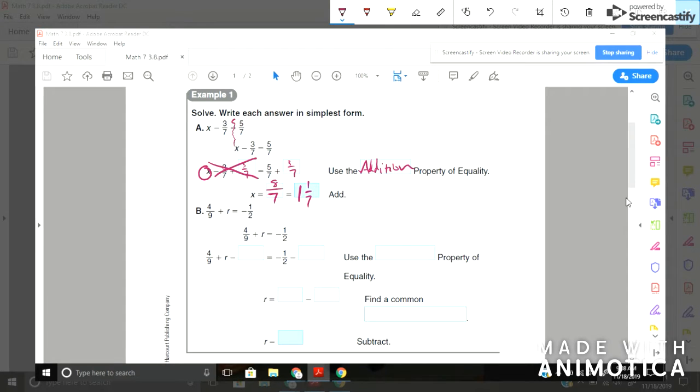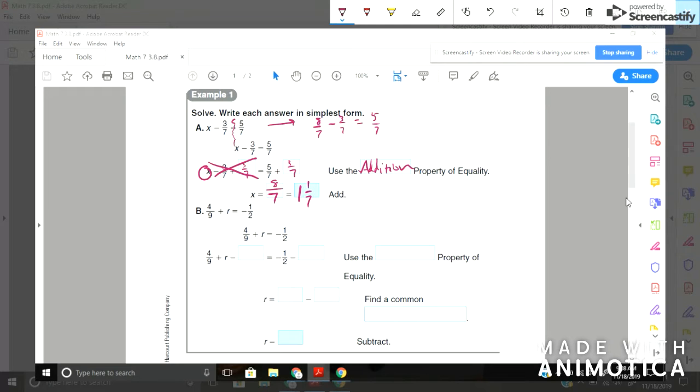Let's just double check. Let's substitute 8/7 back into my original equation. If I put in 8/7 for what I found x was, and I subtract 3/7, does that give me 5/7? Well, yeah, keep your common denominator, and 8 minus 3 is 5.